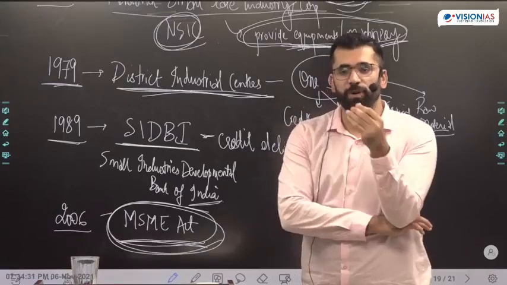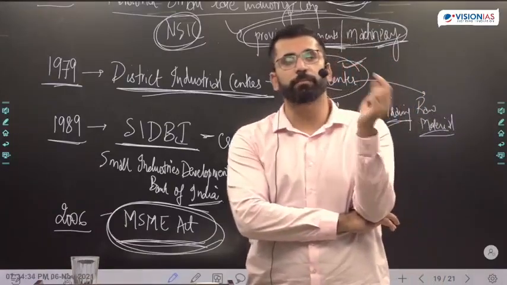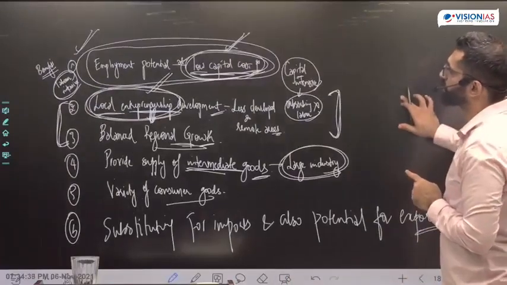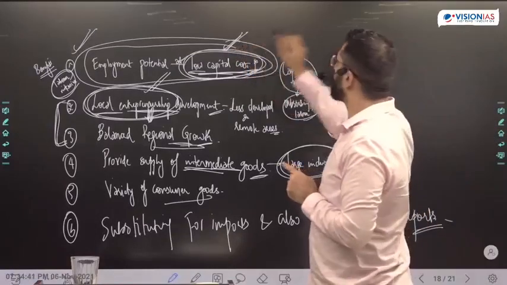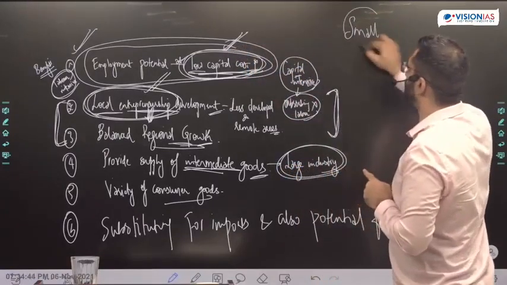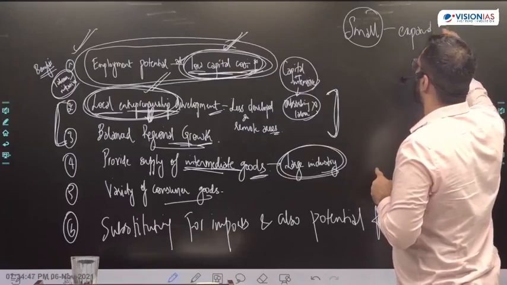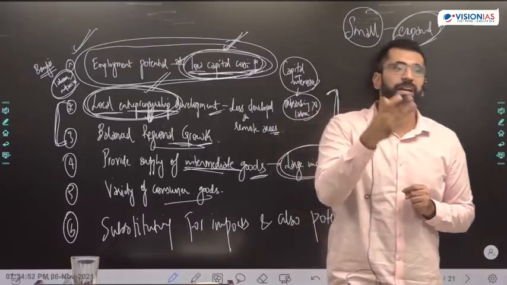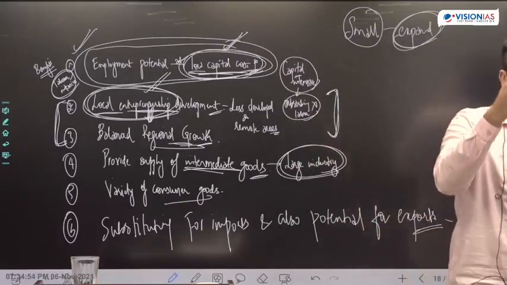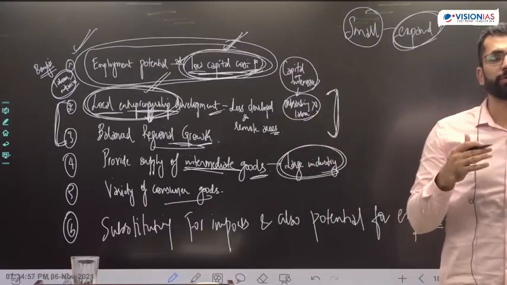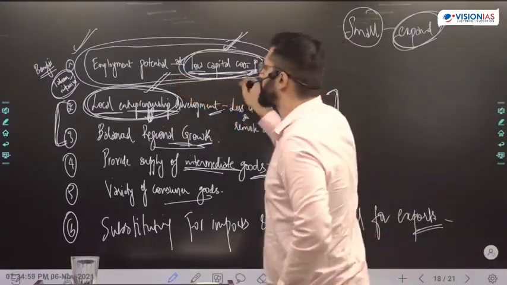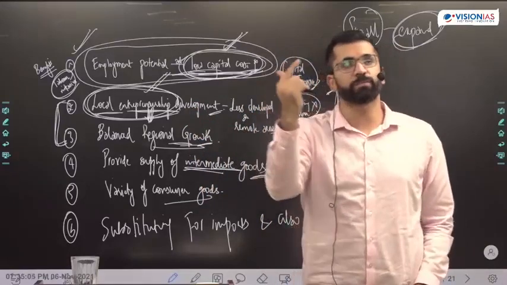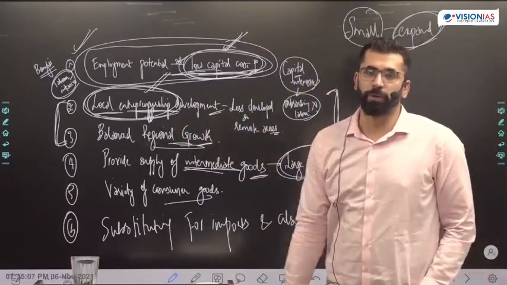Initially, when you're opening up a small sector unit, you are providing employment. That is why the benefit I had mentioned was employment potential at low capital cost. The point is if you remain small and you do not expand, then you are missing out on this employment. To create further employment, you need to expand. You need to grow into a medium, into a larger industry. That they do not do. So initially when they are set up, this employment potential is good at low capital cost, but they reach this potential very quickly. And then when they do not expand, they are not creating employment.